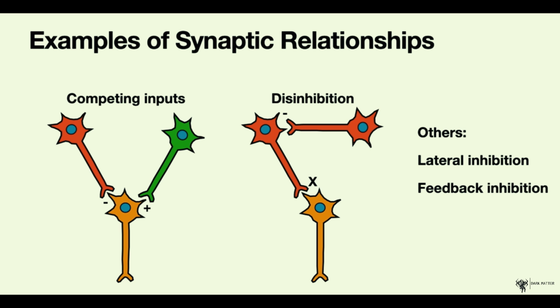So there are other examples, including lateral inhibition, where a neuron that is activated then inhibits adjacent neurons, and feedback inhibition, where a neuron is activated and then it activates an interneuron that will inhibit it, basically with the purpose of turning off the message once it has been passed on to the main target. So it will inhibit itself.